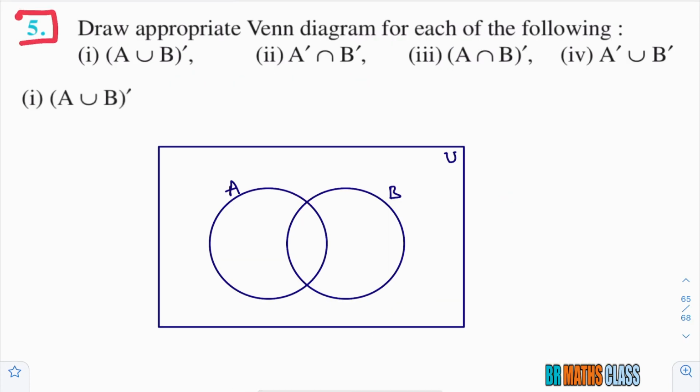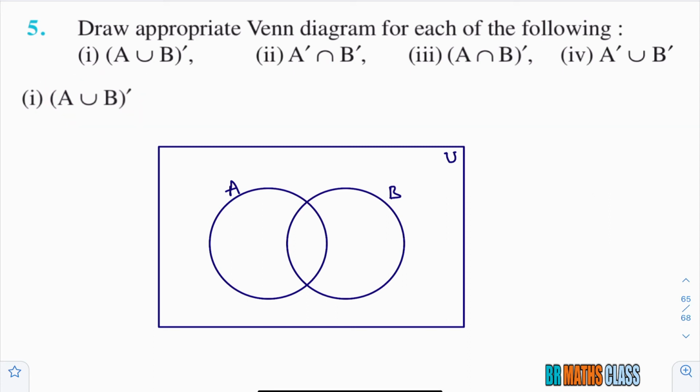You observe question number 5. Draw appropriate Venn diagram for each of the following. You observe this first one. What is this first one? A union B whole dash. Okay, we know that A dash means not A, B dash means not B. Like that we can say. Here A union B whole dash means not A union B.